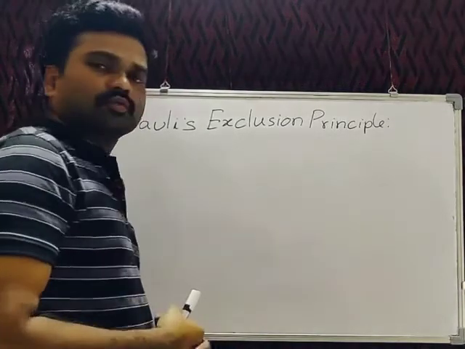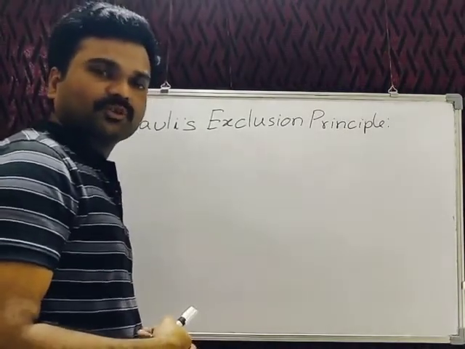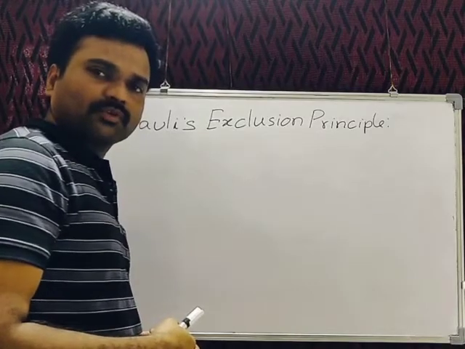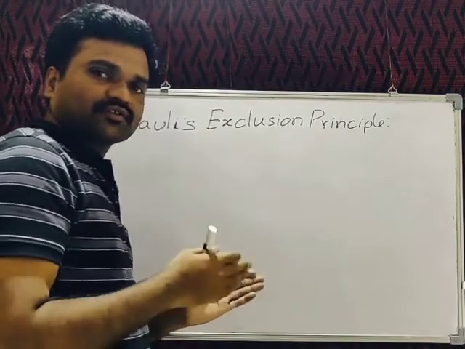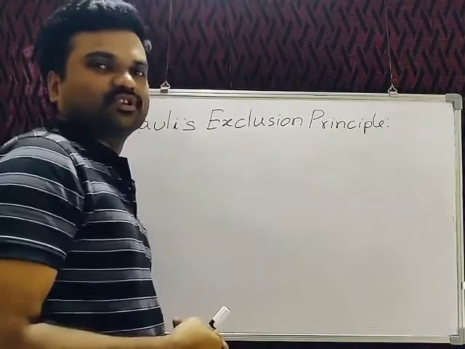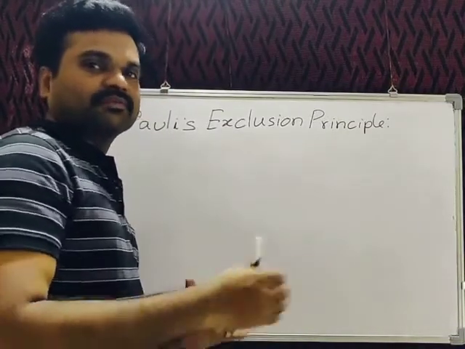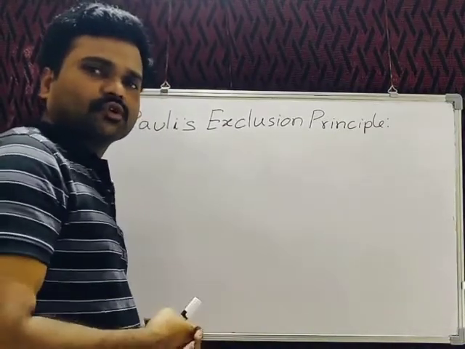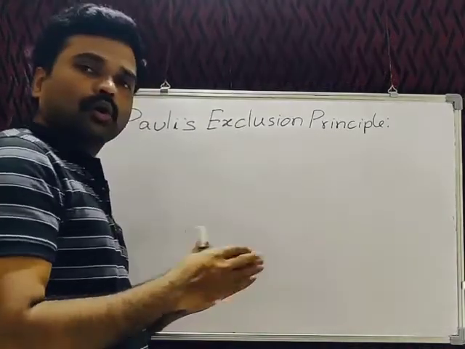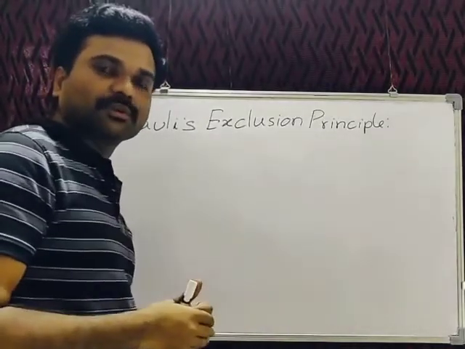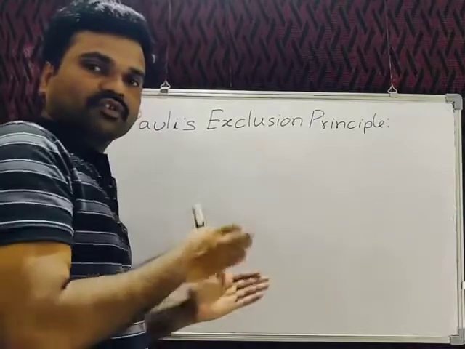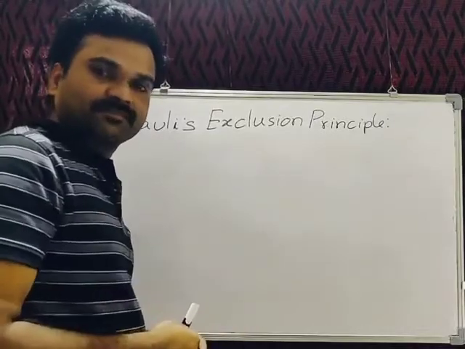Earlier we have studied two more rules, the Aufbau principle and Hund's rule. In the Aufbau principle we understood how electrons occupy the orbitals as well as subshells in a systematic manner. And in Hund's rule, we understood how degenerate orbitals in a subshell are occupied, first all singly and then pairing takes place.